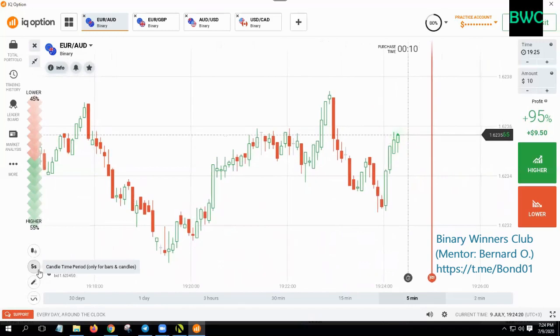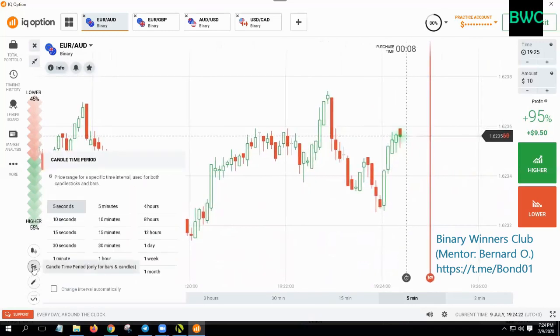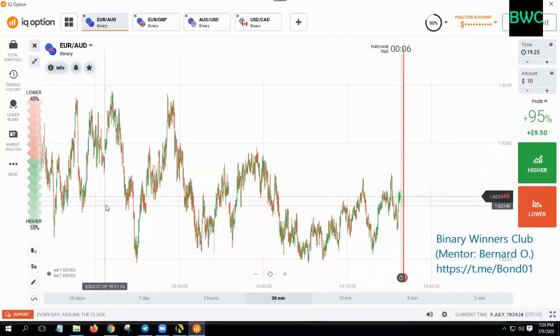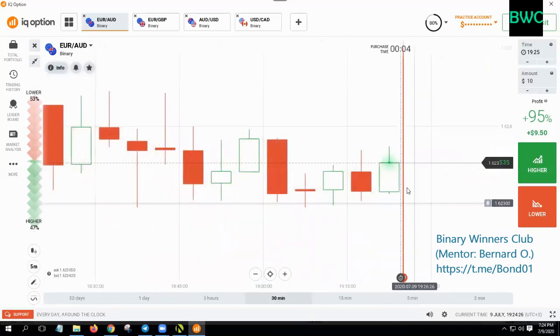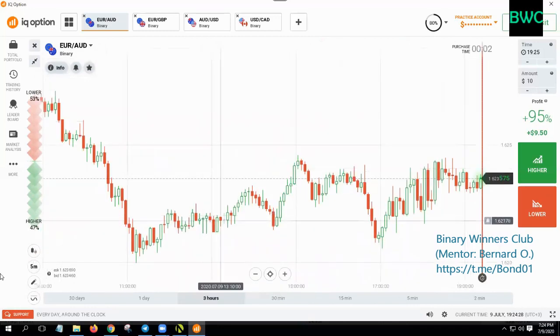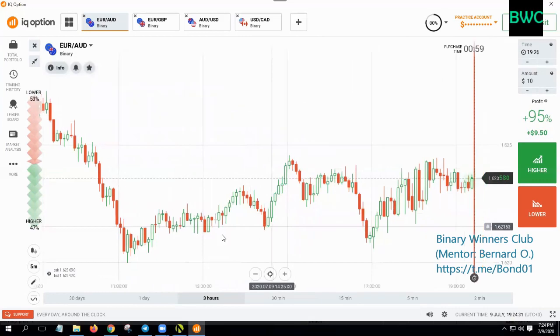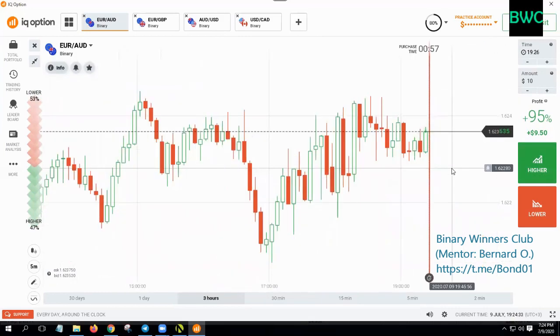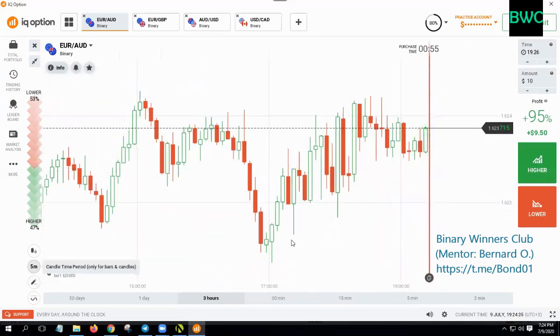This is 15 minutes. Oh, and this adjustment from 5 seconds to randomly sometimes can mess you up. As you keep zooming, sometimes it will adjust the time frame. So you think you are still in 1 minute, you enter a 1 minute trade only to realize the candle was a 5-minute candle.